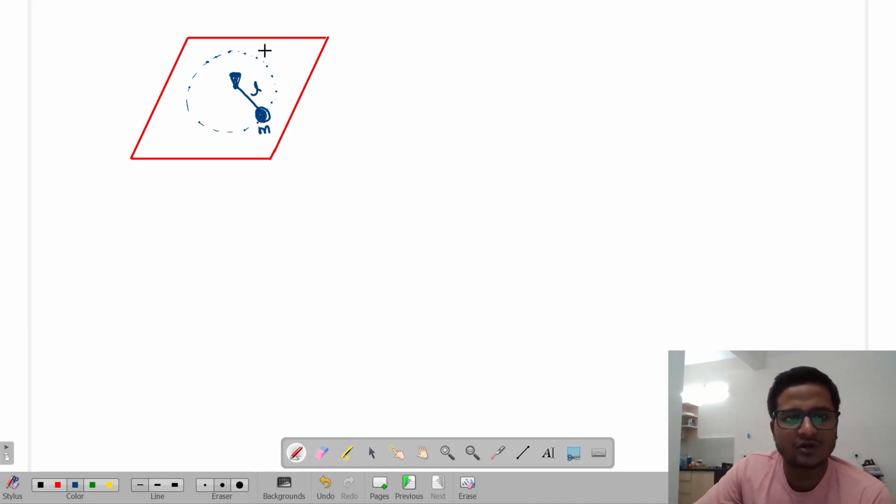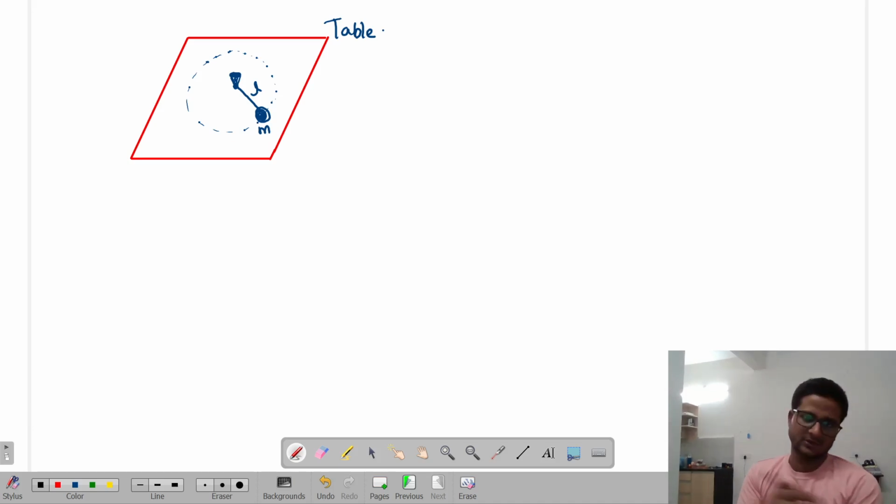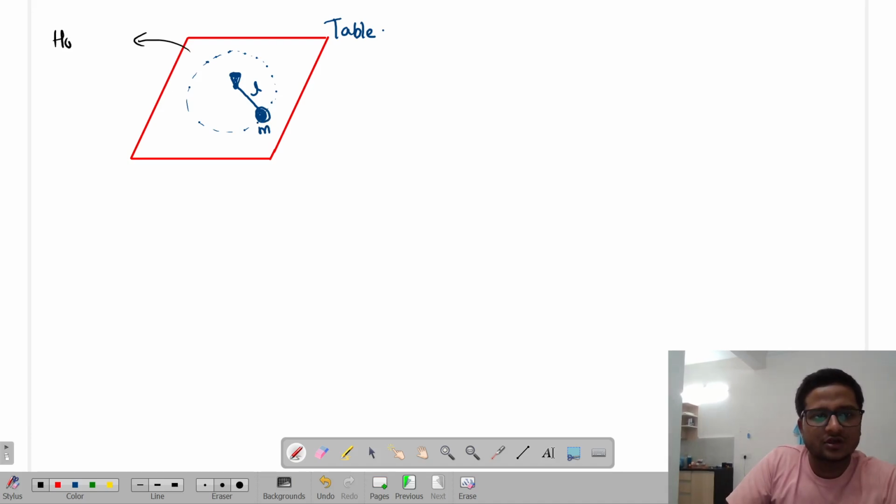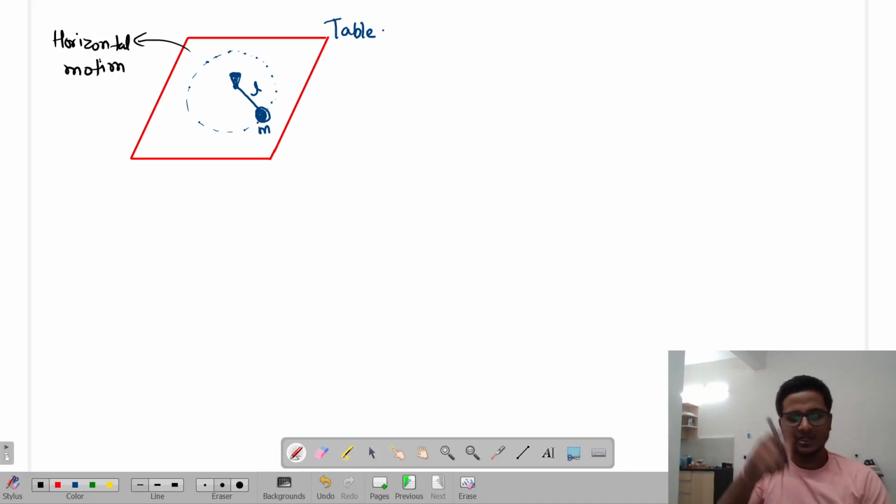So basically this mass m, first you have to tell me, is it doing horizontal motion or vertical motion? What are you thinking, tell me quickly, horizontal or vertical? Yes, so this mass m is doing which kind of motion? Horizontal. So basically this is a kind of horizontal motion.